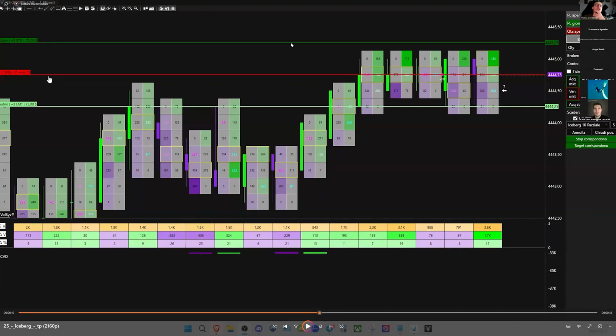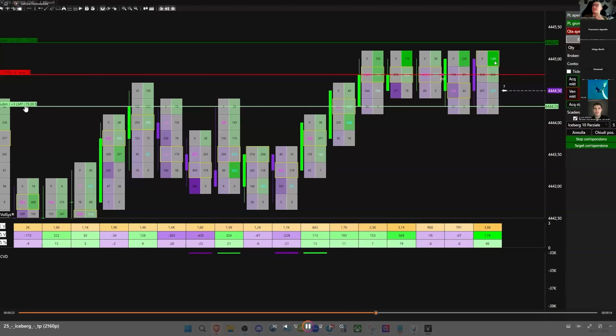As you can see here also, we have 1,000, 1,000, 1,000, 1,000, and then 3,000. We can see here in the same level, 700 contracts on a single cell of the footprint. Then again, 238. This is where I buy. And probably before there was something else. Let's see.